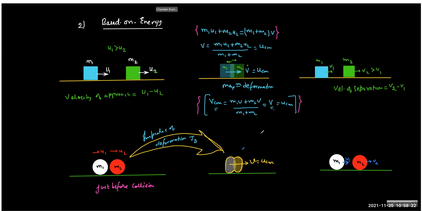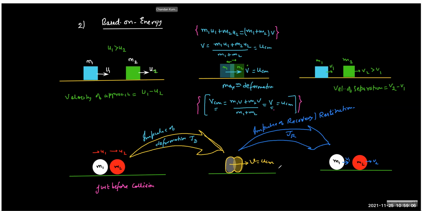And the impulse acting during the recovery mode, we call impulse of recovery, or it is also called restitution. So restitution is the word for recovery actually. And the symbol we write is JR. So R for, you can say, restitution or recovery.